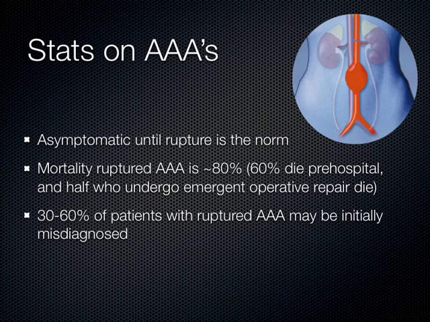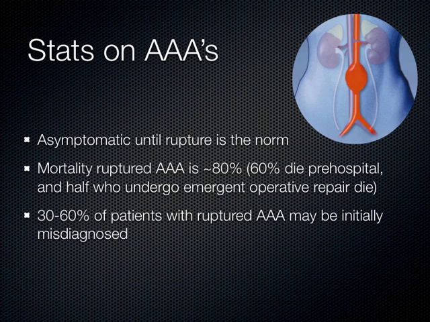Now, the problem with these AAAs, abdominal aortic aneurysms, is that they can be asymptomatic right up until the moment they rupture. You know who had one? Rodney Dangerfield. Did you know that? Yeah, he had an AAA. And he's on all these brochures for AAAs, saying, check your aorta out.